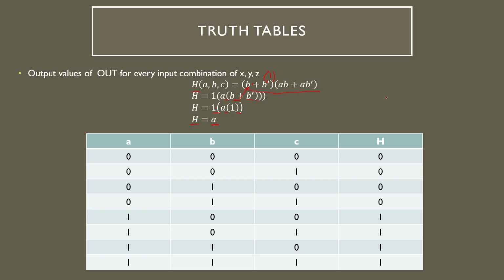This is similar to how if I gave you a function in real numbers, f of x is equal to 2x plus 3x, you would simplify this instantly as 5x. So similarly, you can use these special rules to simplify Boolean expressions.